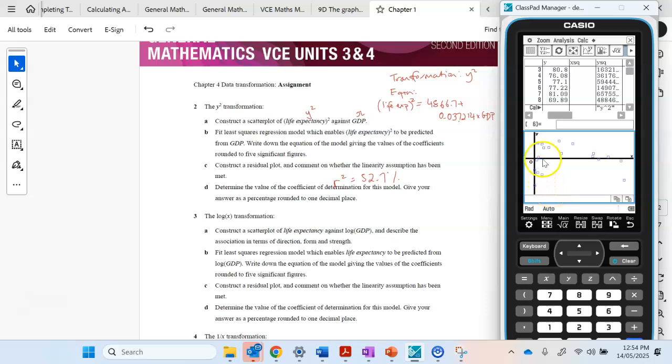And as expected, it's not going to be randomly scattered because it was still curved. All right, so it's not randomly scattered, it's showing a clear pattern. So when it says comment on whether the assumption of linearity has been met, no, it hasn't, because the residuals aren't randomly scattered. So let's have a quick look.